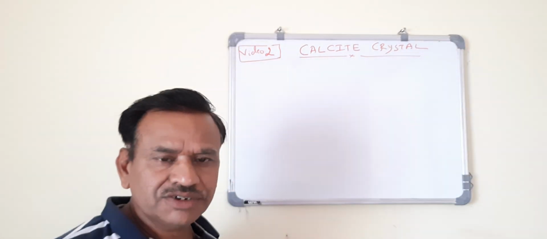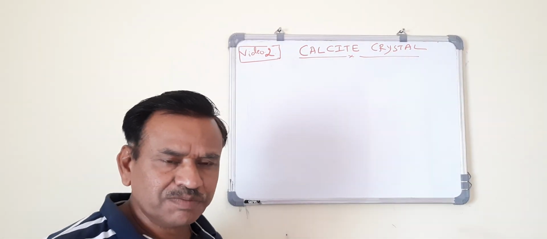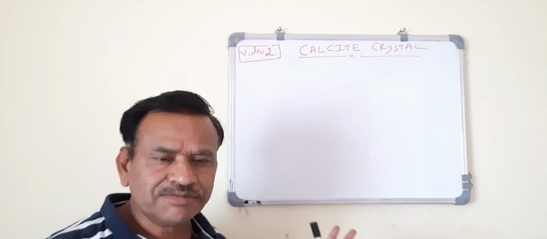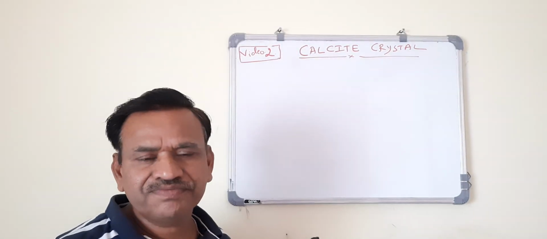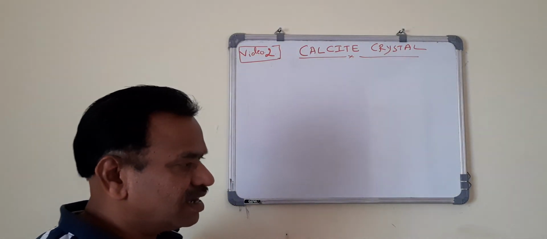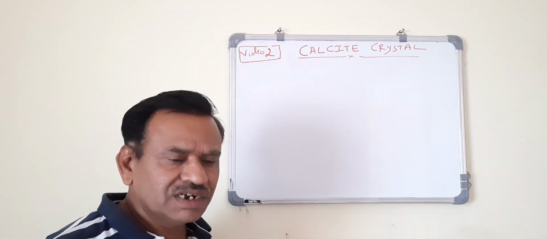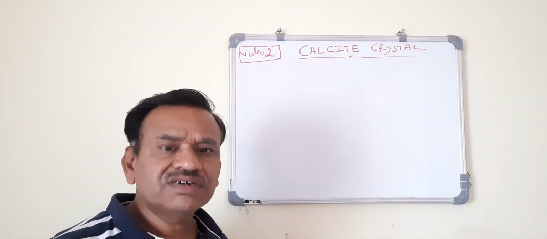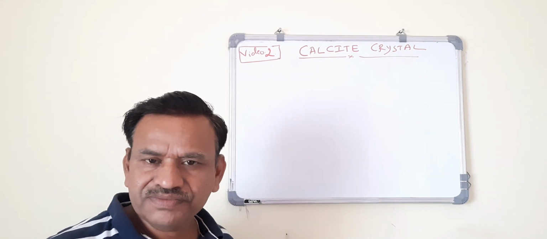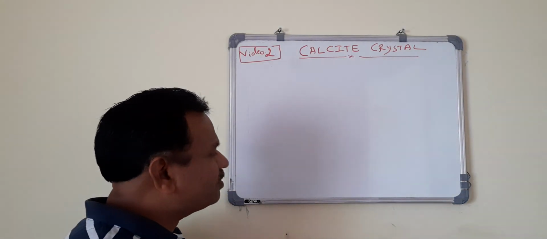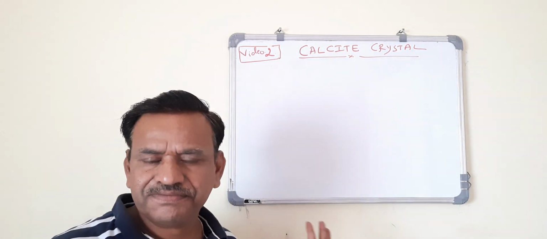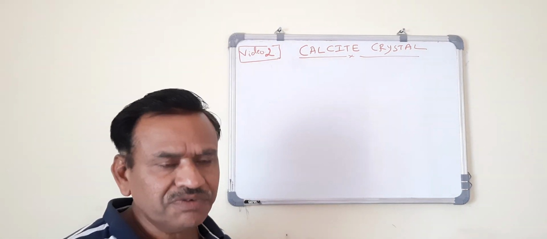I hope that you've gone through video number 1, where I explained all the preliminary concepts of polarization. The basic point is what? Light waves are transverse in nature. This can be explained only by the phenomenon of polarization, as I told in video 1 also.